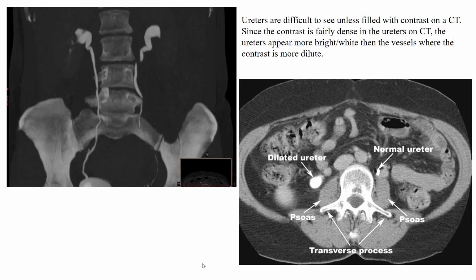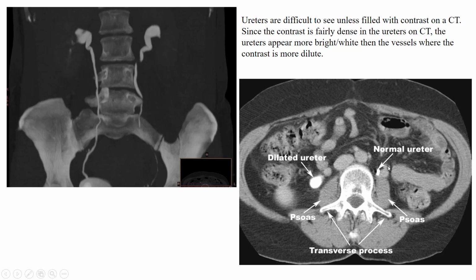And once that contrast has been filtered through the kidneys, they become quite white, bright, even whiter than the vessels that are filled with contrast. So here's a CT urogram over here, and you can see how bright that contrast is in the ureters. And then you can even see almost where it attaches into the bladder there on the left.